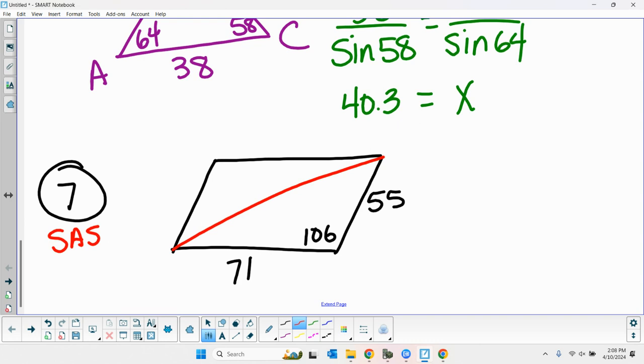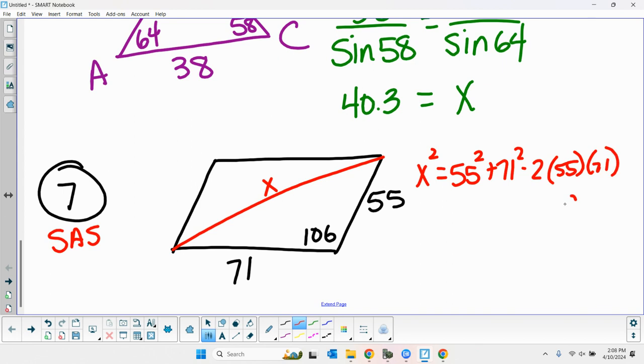I'm looking for this side. If you want to label it ABC, you can. I just made it x. That's x squared equals 55 squared plus 71 squared minus 2 times 55 times 71 times cosine of 106, our angle. That's the one you can put all in your calculator. When you do that, you get this number, which was 10,218.7. Are we finished? No.